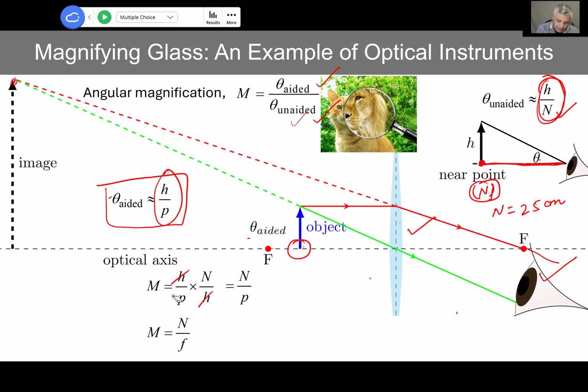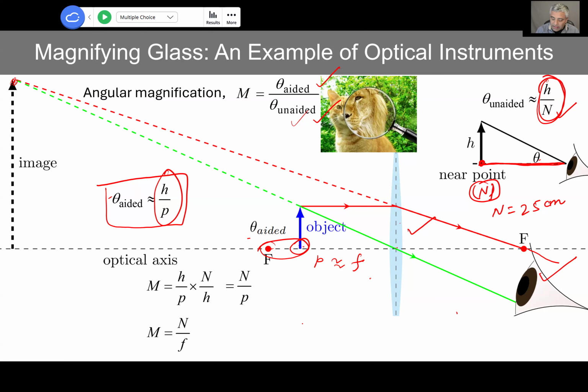Sometimes we may not know exactly where the object is. In that case, we can replace it by the focal length. They're not always going to be the same, but if we put the object very close to the focal point, the object distance is going to be very close to the focal length. So we can write this equation like this. This is the magnification.